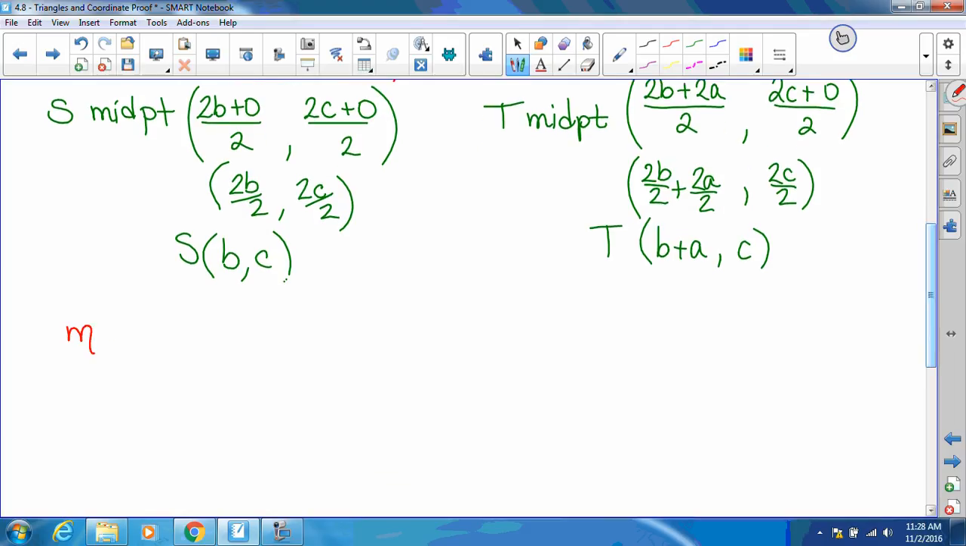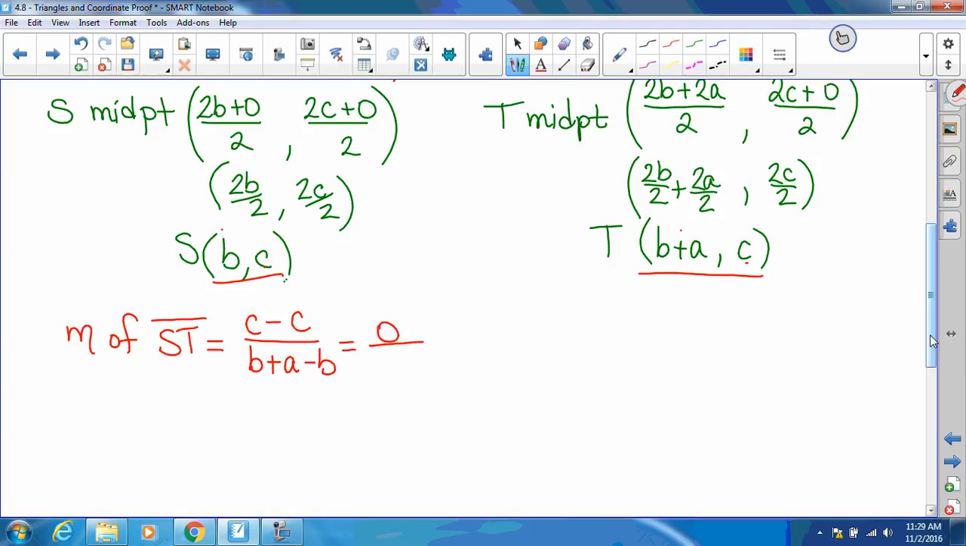So we're going to start off, we're going to find the slope of segment ST. To do that, remember the slope formula, take the points from S and T. We're going to subtract the Y coordinates. So I'm going to do C minus C over B plus A minus B. So C minus C is 0 over, notice a B and a negative B cancel out, so I have 0 over A, which is just 0.